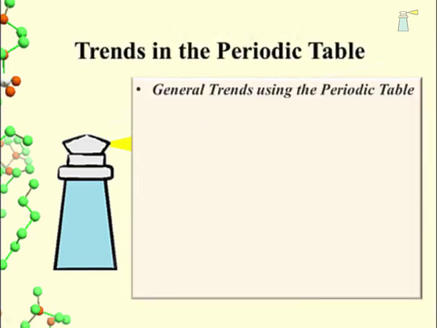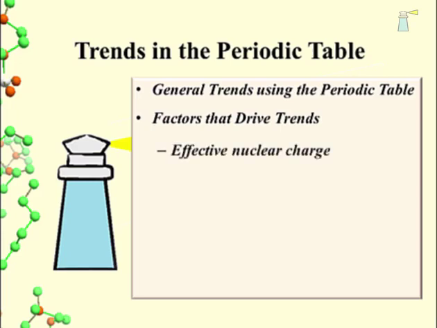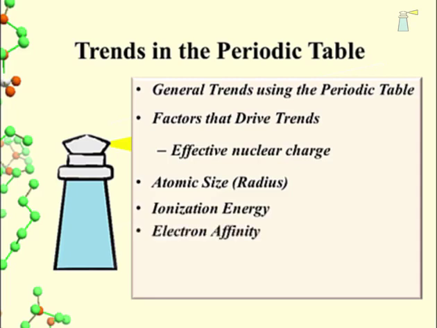Trends in the Periodic Table. We will first familiarize ourselves with how general trends can be viewed upon the periodic table. We will outline the basic factors that drive these trends, and that includes effective nuclear charge. Specifically, we will look at atom size using radius, ionization energy, electron affinity, electronegativity, and ion radius.